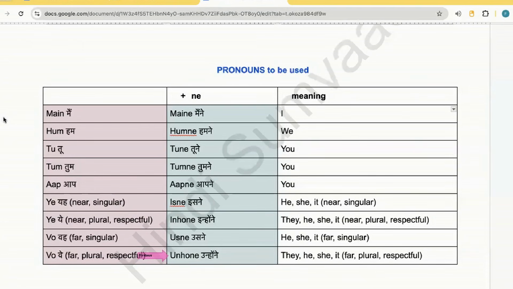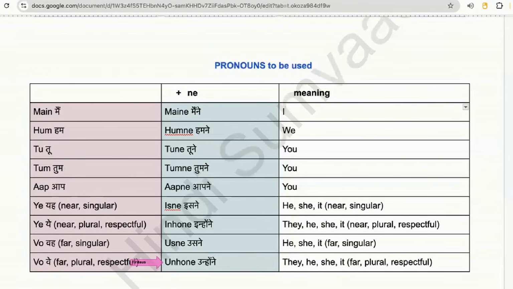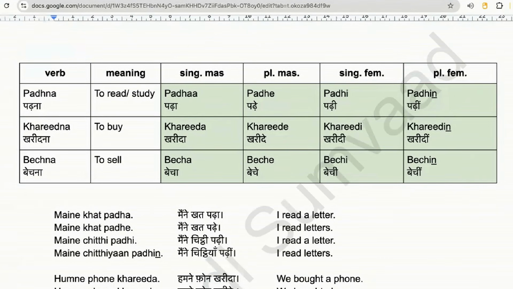अब two questions answered. The first one was how to conjugate verbs in past tense. Second is what pronoun to use in past tense. The third question is how to choose which pronoun to use. Now, to understand when to use मैं and when to add मैंने in your sentence, you need to understand that there are two types of verbs. There is a transitive verb and there is an intransitive verb.